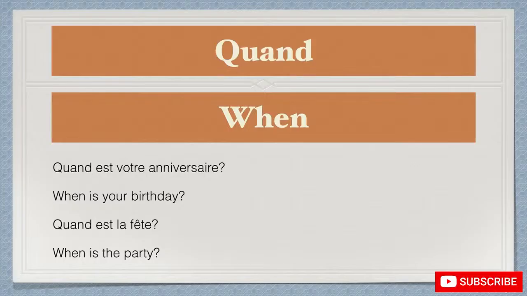Quand, which means when. Quand est votre anniversaire? When is your birthday? And you'll notice that with quand, when it's by itself, the end is pronounced like a D sound. When quand comes before a vowel, such as in quand est, the D changes to a T sound.